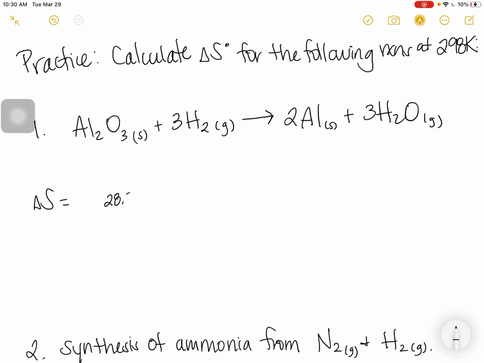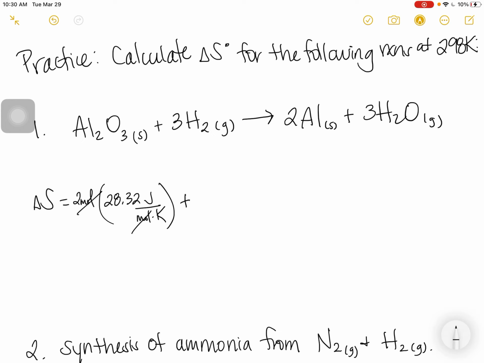We look up the fact that aluminum is 28.32 joules per mole times Kelvin, but that's per 1 mole, and I have 2 moles. So essentially what we're doing is multiplying this by 2 moles, which is going to cancel the mole unit. I'm no longer going to write that mole unit. I'm just going to reduce my unit to joules per Kelvin because I know the mole is going to drop out when I account for how many moles I have.